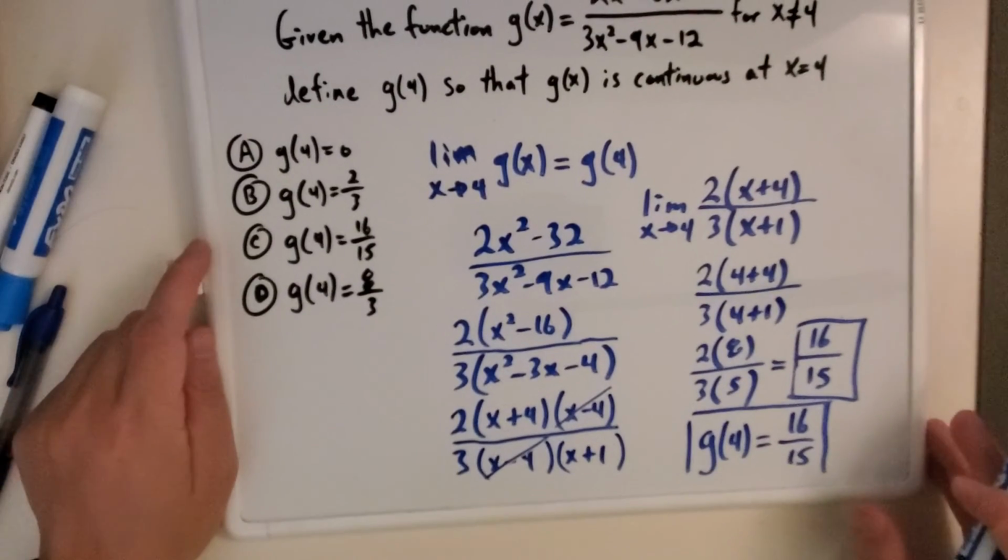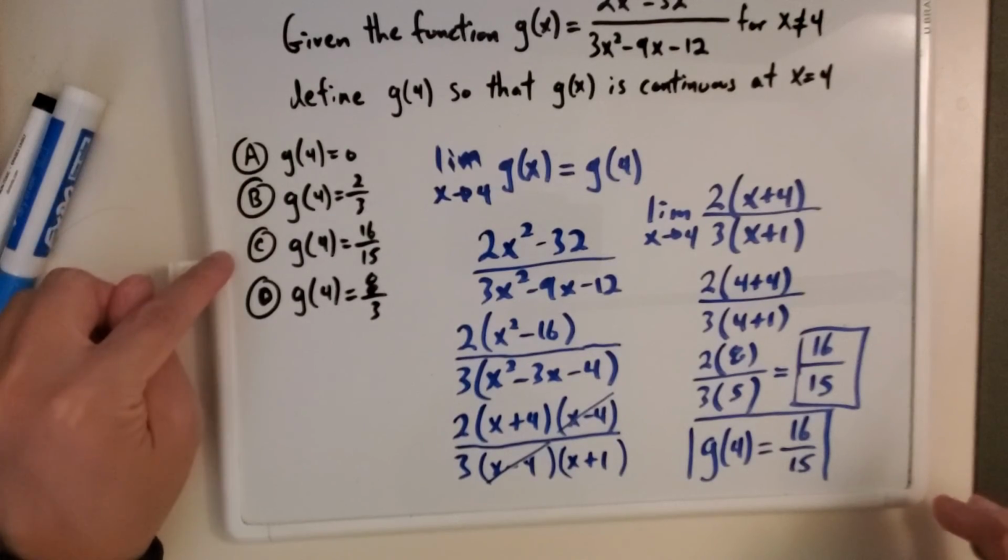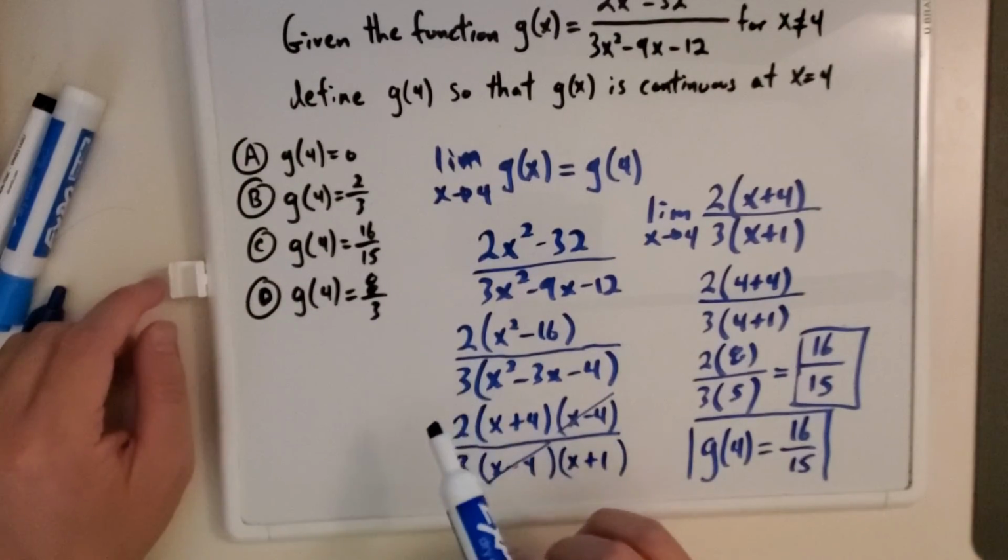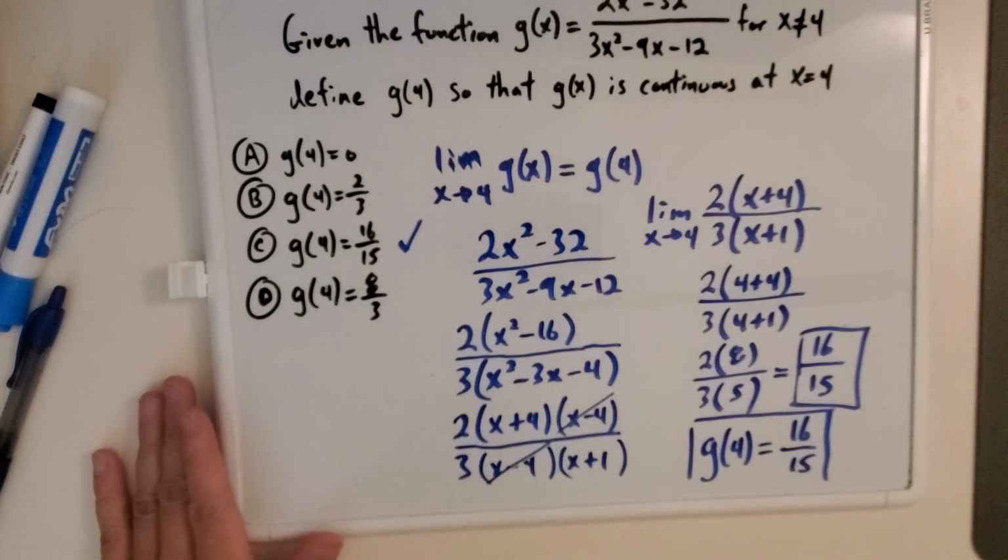And taking a look at our choices, we have g of 4 equals 16 over 15, and the answer is C.